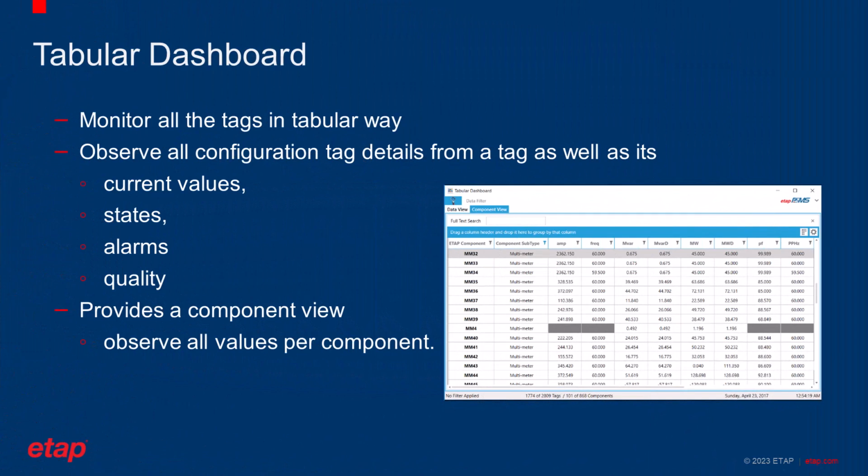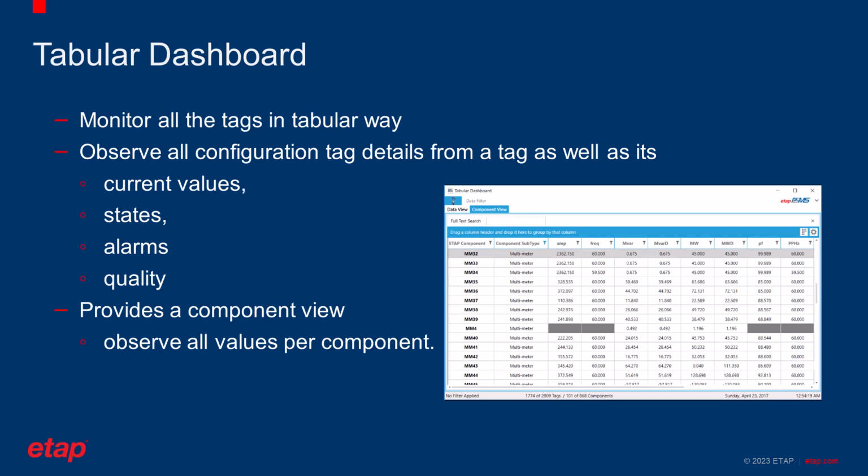Another great application within the ETAP system is the tabular dashboard. In other SCADAs, you manually have to create the tabular dashboards to display the data that you want to see for different components. In ETAP, this tabular dashboard works automatically. It allows you to monitor all the different tags in a tabular form. You can observe all configuration tag details from different values, for example, current values, states, alarms, quality. It provides you with a component view where you can actually observe the information via components.